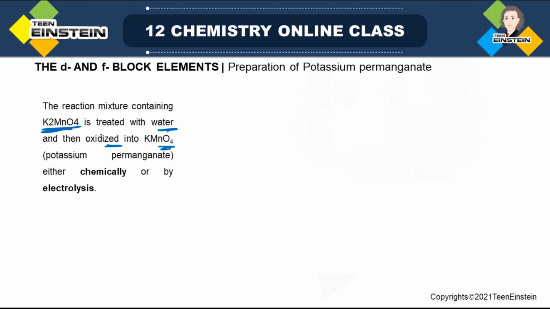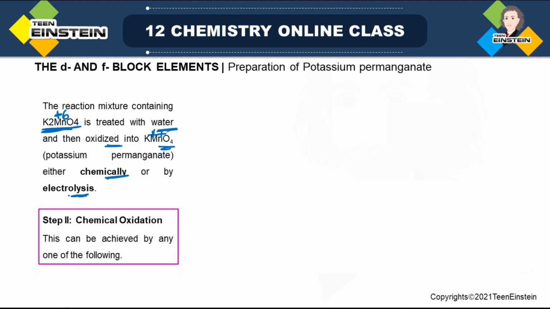Now, why are we calling it oxidation? Because here the oxidation state is +6, but in the compound that we are trying to prepare, the oxidation state is +7. So from +6 to +7, that means it is loss of electron, and loss of electron means it is oxidation. Fine. Now this oxidation you can do in 2 ways. You can do it chemically, or you can do it by electrolysis. First we will see how we can convert K2MnO4 to KMnO4 by some chemical reaction.